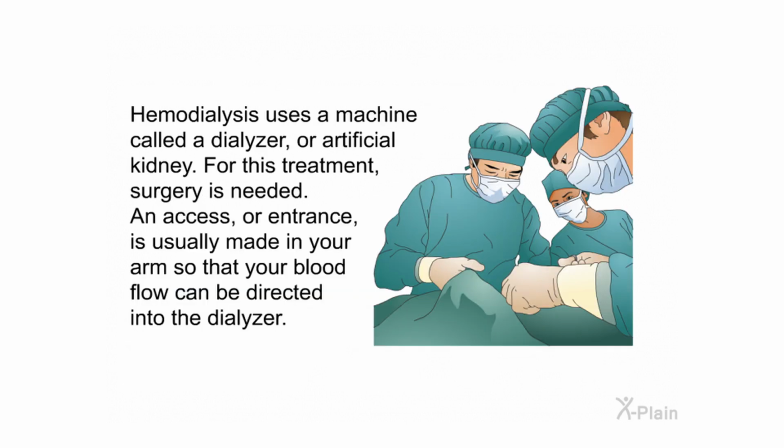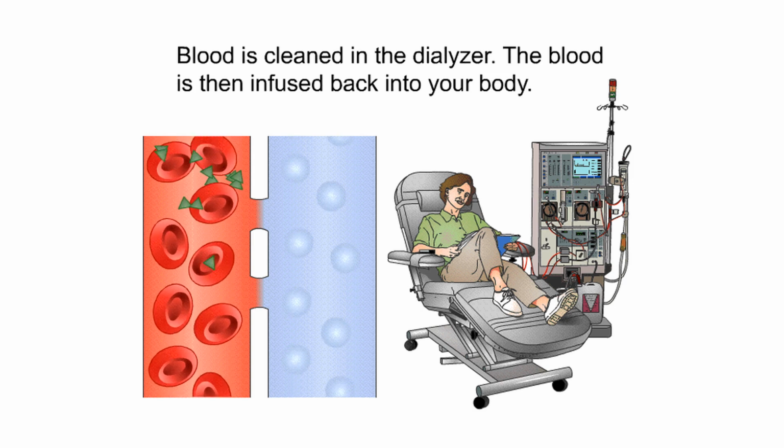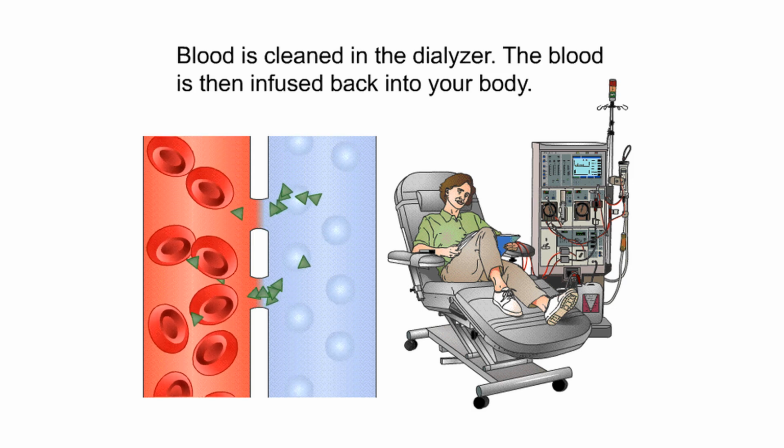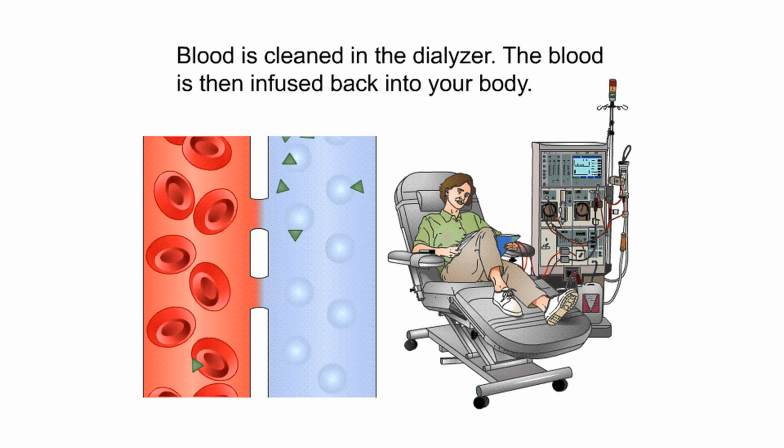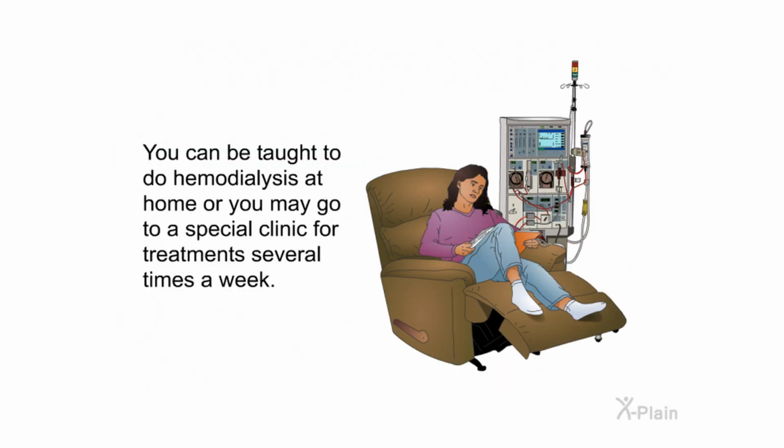Hemodialysis uses a machine called a dialyzer or artificial kidney. For this treatment, surgery is needed. An access or entrance is usually made in your arm so that your blood flow can be directed into the dialyzer. Blood is cleaned in the dialyzer. The blood is then infused back into your body. You can be taught to do hemodialysis at home, or you may go to a special clinic for treatments several times a week.